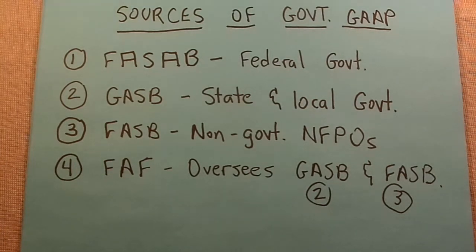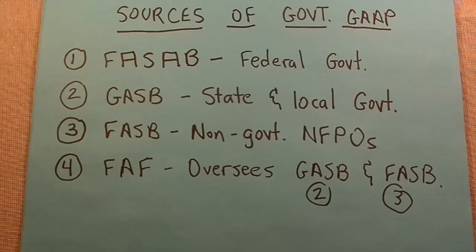Well, there are several sources of government generally accepted accounting principles. Notice it's still generally accepted accounting principles, but this is unique to governments. So first, as we just mentioned on the last slide, we have FASB, which is the source of federal government GAAP. We have the Governmental Accounting Standards Board, which is the source for state and local government GAAP.